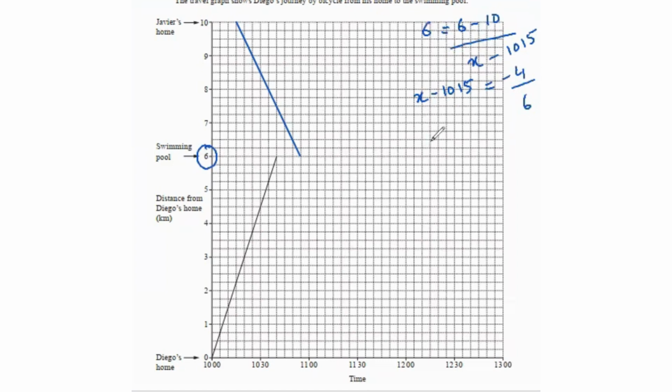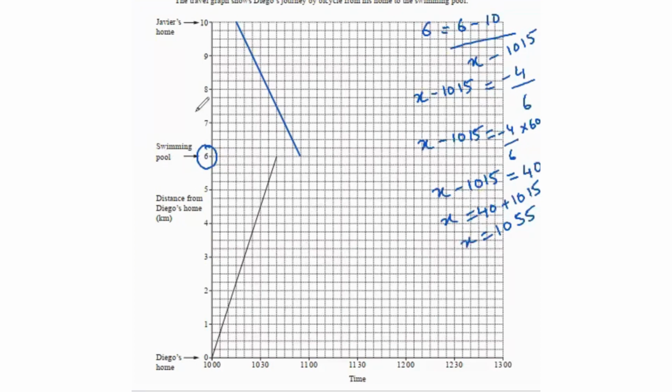Okay. So once again, we know that they're taking the distance in hours, so we have to multiply this negative 4 over 6 by 60 to convert it into minutes. So negative 4 over 6 times 60 is basically 40 minutes. Now, if you take the 10:15 to the other side, 40 plus 10:15, that is going to be 10:55. So that's how we get the final stopping time, which is 10:55.